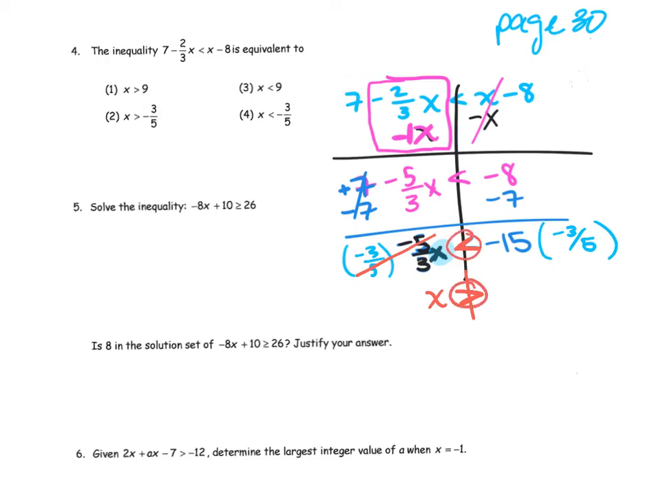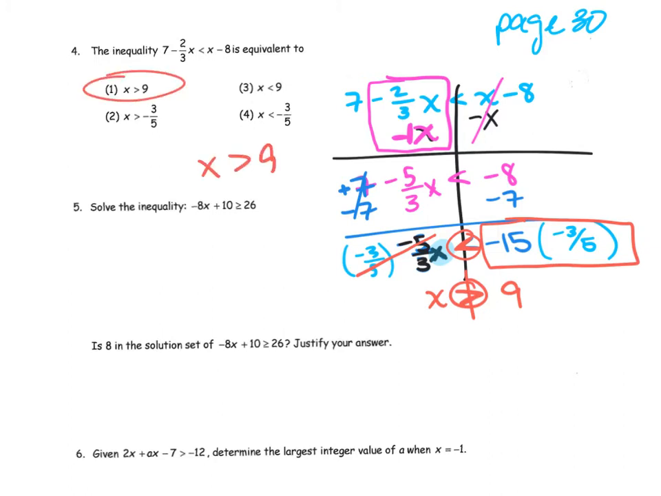Okay, now we're looking at greater than. Now, negative 15 times negative 3 over 5. Guys, that just goes in the calculator. When you put that in the calculator, we should end up getting 9. So my final answer here is x is greater than 9, which is answer choice 1.